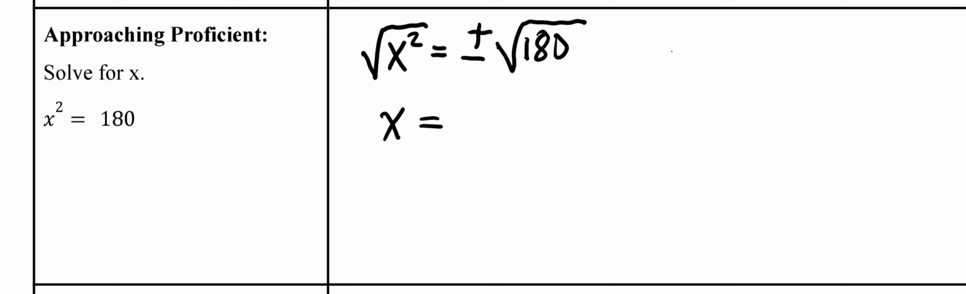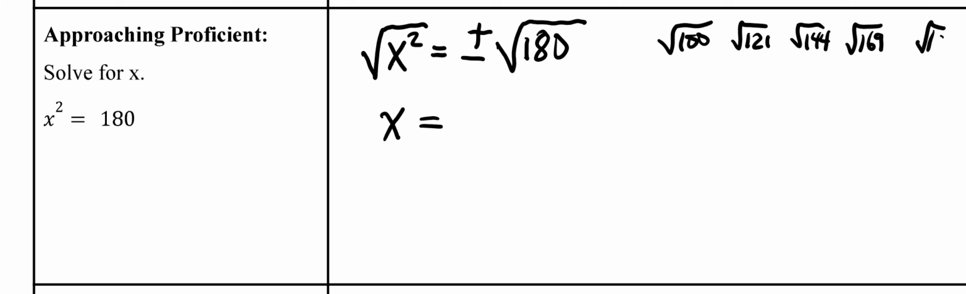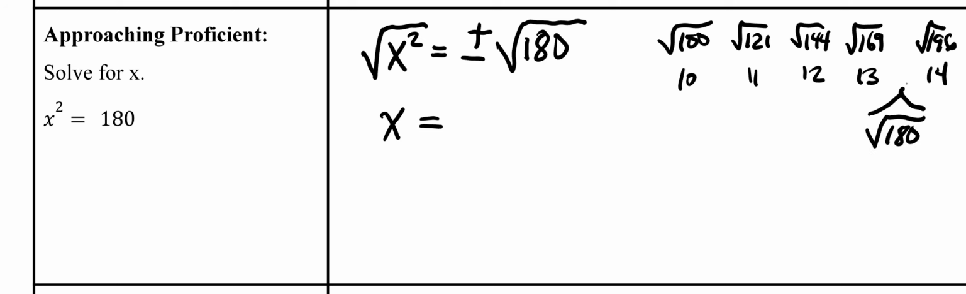Among the perfect squares, I've got the square root of 100, the square root of 121, the square root of 144, the square root of 169, and the square root of 196. See, this is 10, and this is 11, 12, 13, and 14. And so the square root of 180 is an irrational number. It's going to fall right in there between 13 and 14. It's going to be 13 point something. And while it's a non-repeating, non-terminating decimal, we can still simplify it.